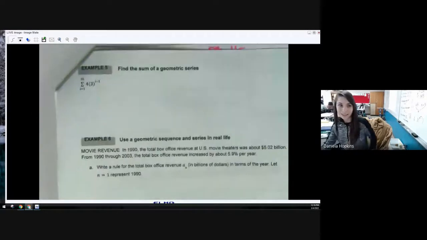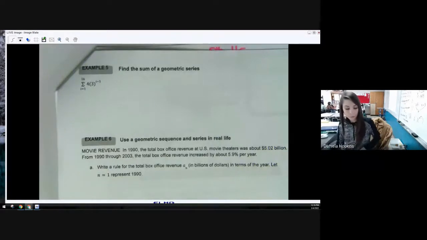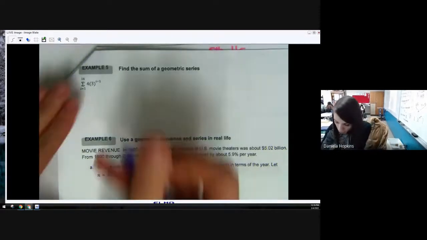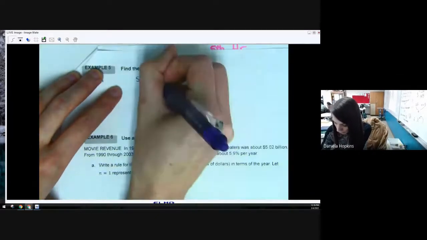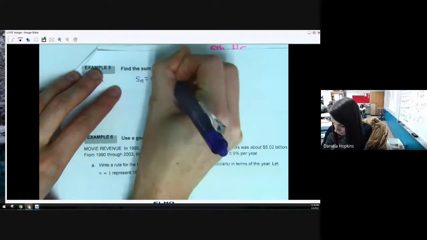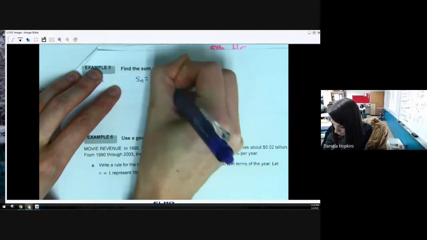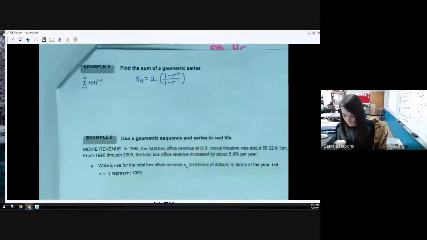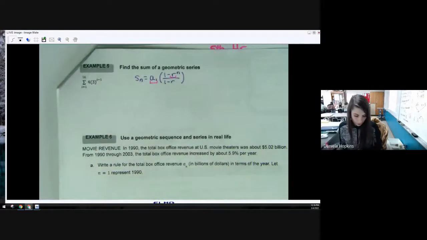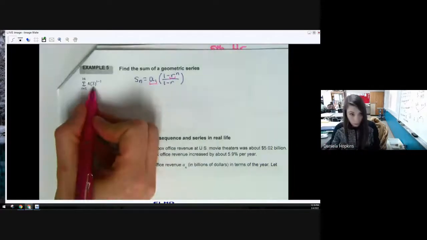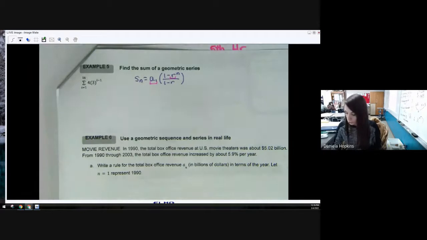So our first example, we want to find the sum of a geometric series. So we're given this series here. And I'll write down the general rule again. So we want our s sub n of our first term times 1 minus r to the n over 1 minus r. So some things that we need. The first thing we need is our first term, and we need our r. Now, fortunately, our r is in this general rule, but we do need to solve for our first term.